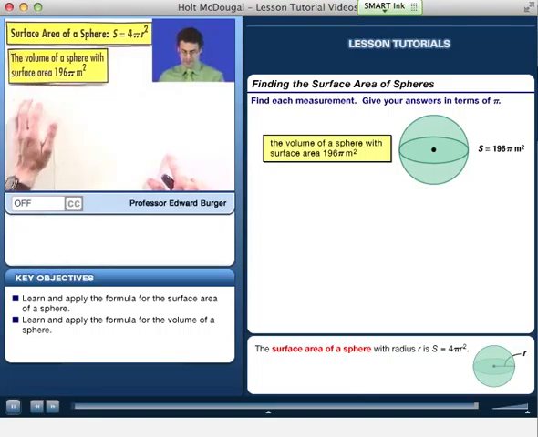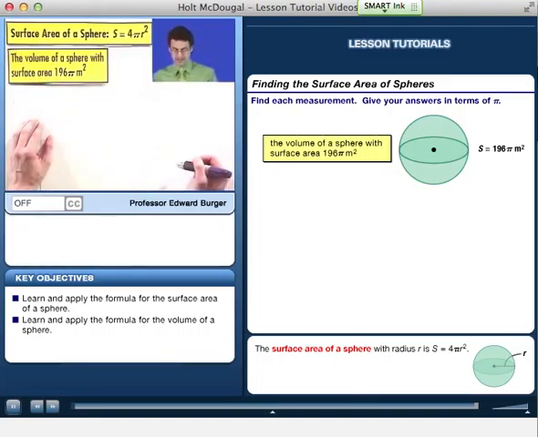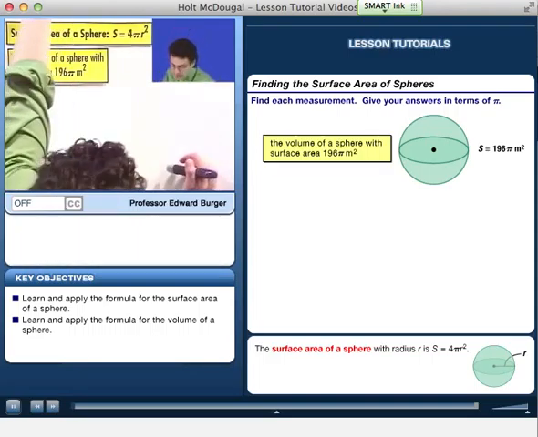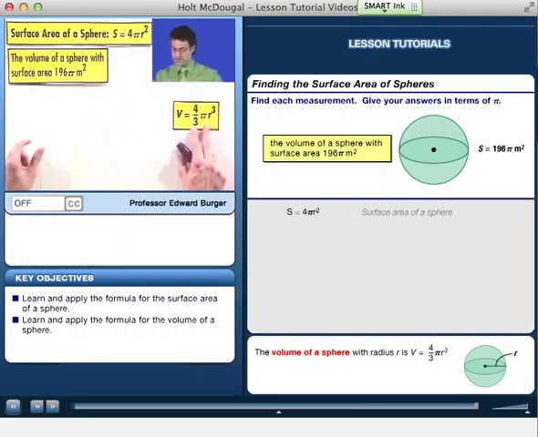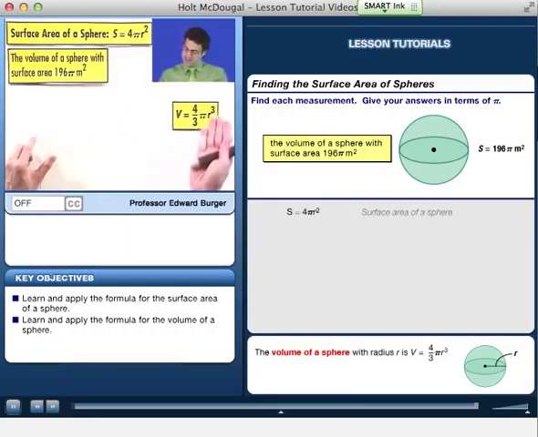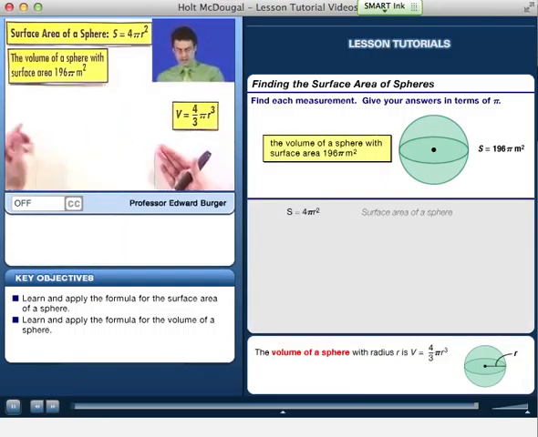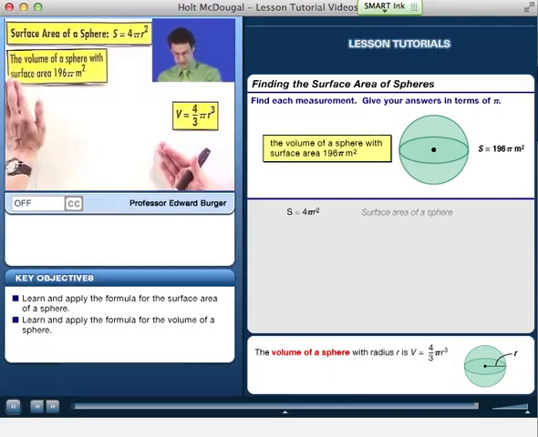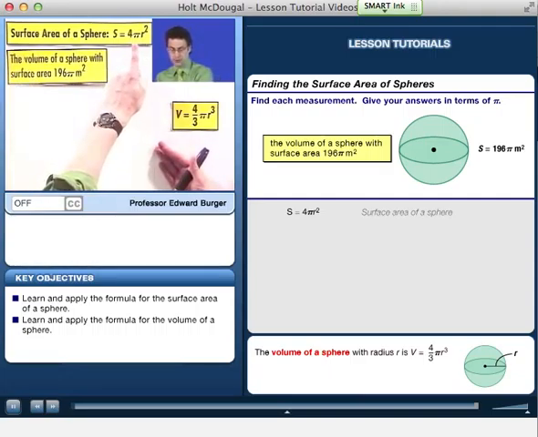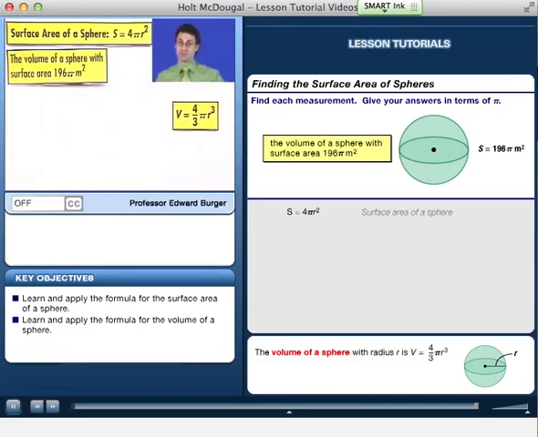Okay, let's take a look at another example. Let's find the volume of a sphere that has surface area equal to 196 pi meters squared. Now what's going on here? Here I'm asked to find the volume. Let me remind you what the volume formula looks like. It looks like that. Well, I'm asked to find the volume, but I don't know the radius. I just know the surface area. Well, that's okay. I can use the surface area formula in order to figure out what the radius must be. So there's an intermediate step to this question.